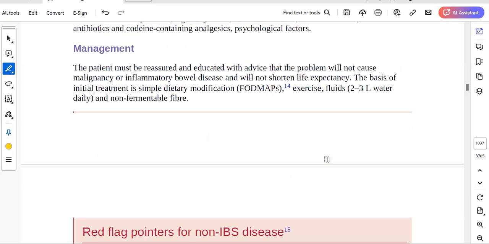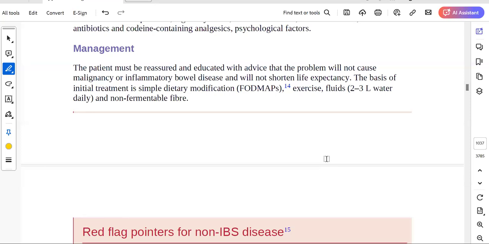So how to diagnose? Basically, if you have a young patient, not only female, it can happen in males also, having abdominal discomfort or pain which is relieved by opening the bowel, and also diarrhea or constipation or a mixture of both, then you can think of IBS. And definitely an IBS patient will never have bloody diarrhea, and they also should not have any red flags like weight loss, loss of appetite.